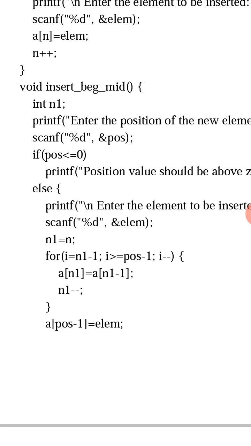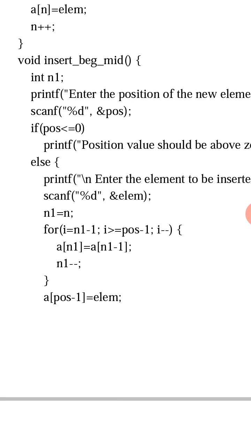Great. Now, let us understand how we can implement the insert underscore beginning underscore middle function. This function is called when the user wishes to insert his or her new element either at the beginning or in the middle of an array. As I have already stated, in this scenario I cannot directly do it the way I did in the case of inserting your new element at the end of the array.